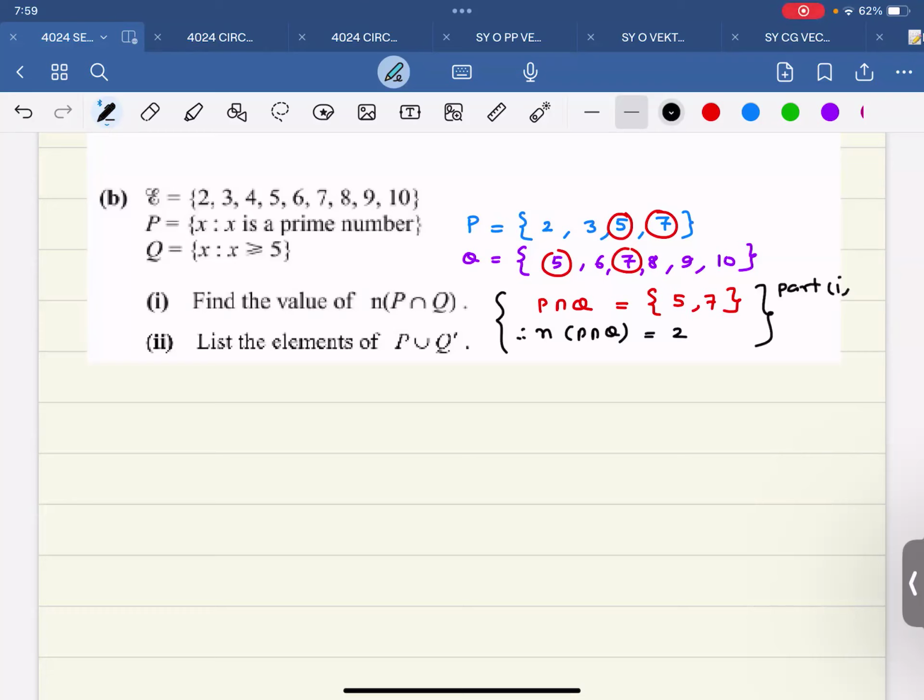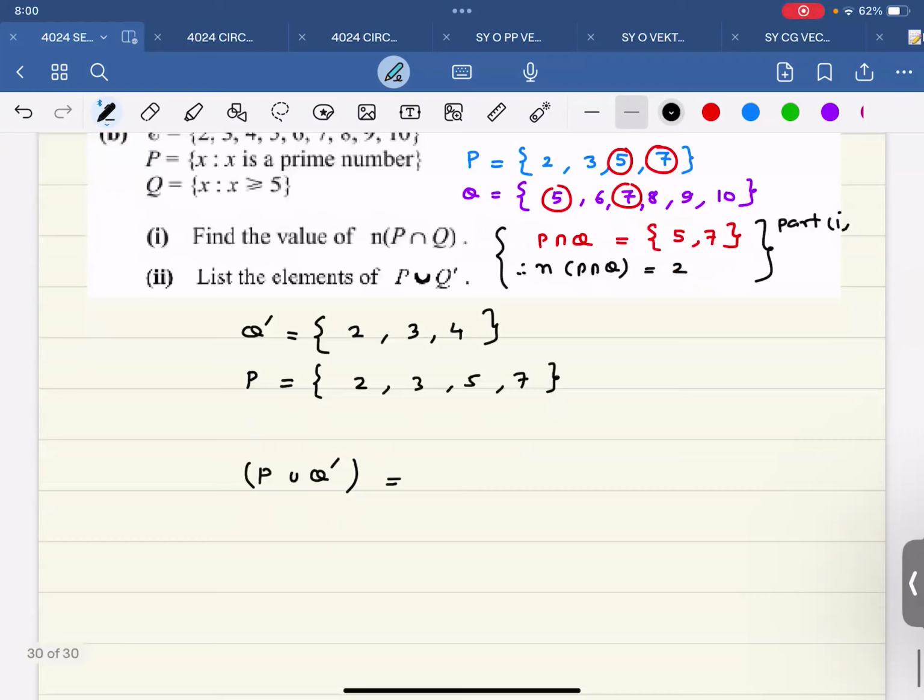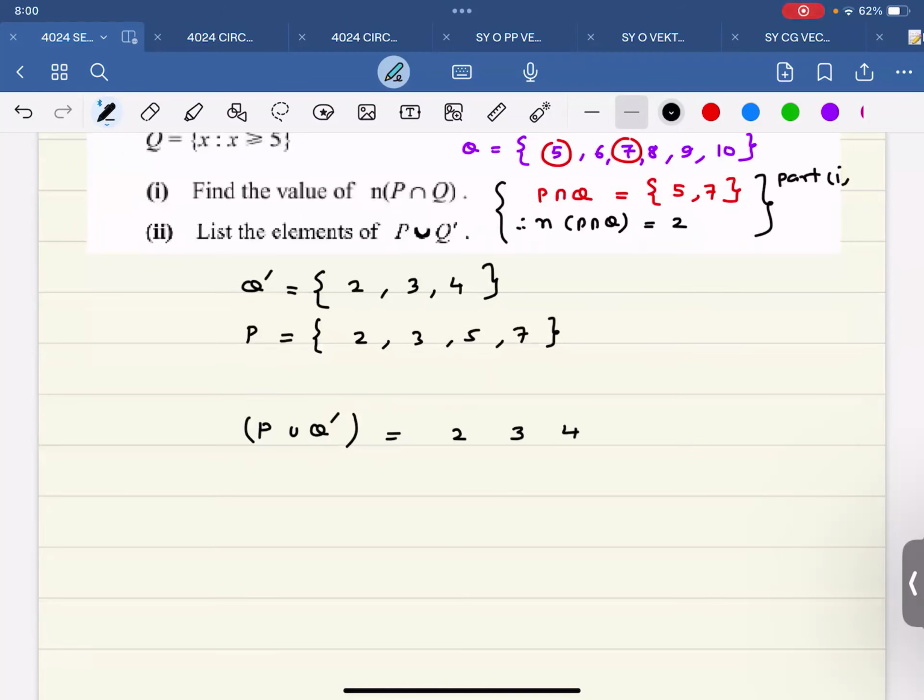What about part 2? List the elements of P union Q complement. Now let me write Q complement. That is what's not in Q. So that is 2, 3, 4, 5 is there, 6 is there, 7, and so on. This is Q complement. Now let me write P again. What is P? That's 2, 3, 5, and 7. We are interested in P union Q complement, and we are interested in the elements itself. So 2 is there, 3 is there, 4 is there, 5 is there, and 7 is there. So these are the 5 elements of this.